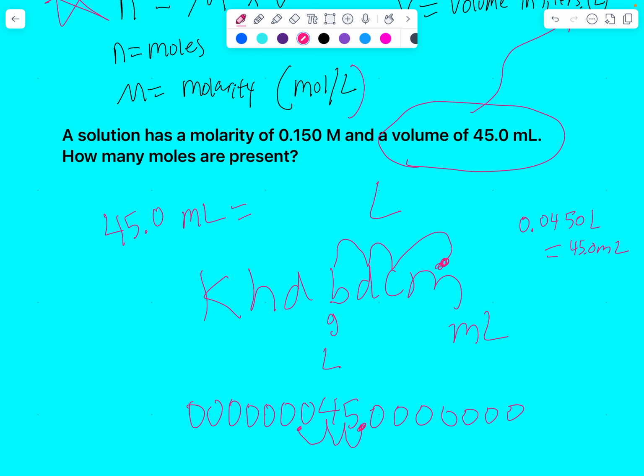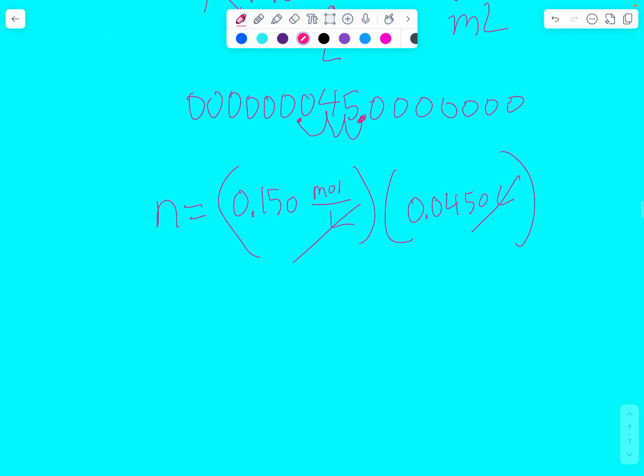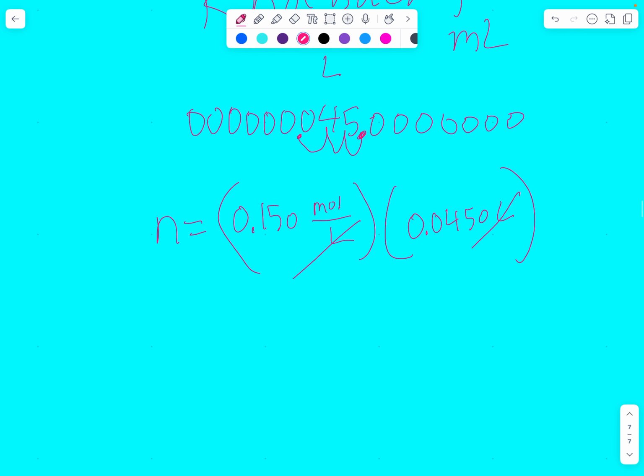Okay, so let's plug this into the formula. We got N equals 0.150 molarity, which is moles over liter, times the volume of 0.0450 liters. The liters cancels out. Is N measured in moles? Absolutely, N is moles. So the answer is we need 3 sig figs.